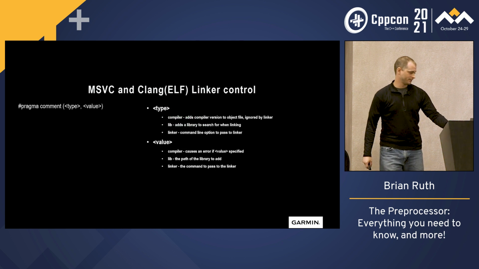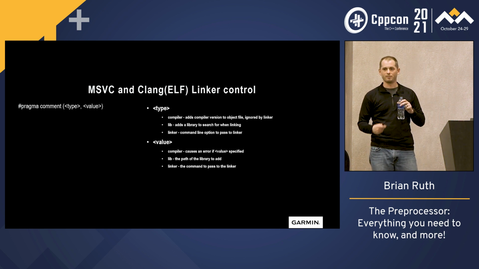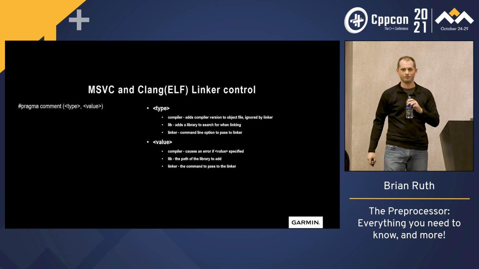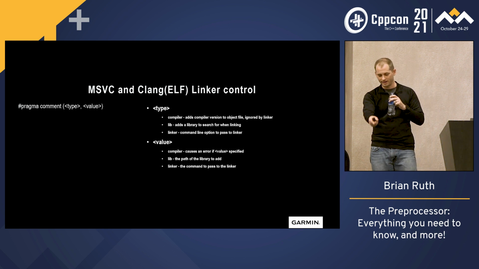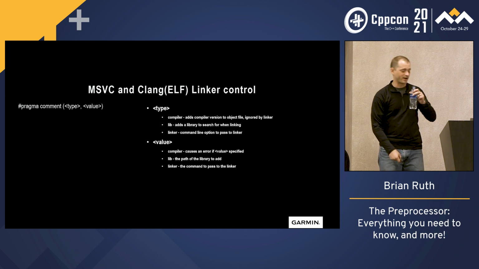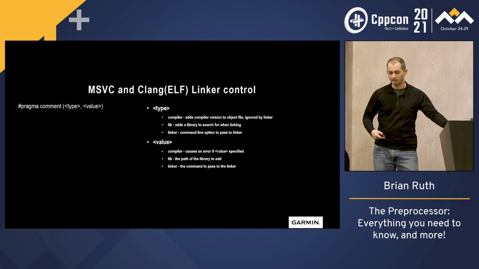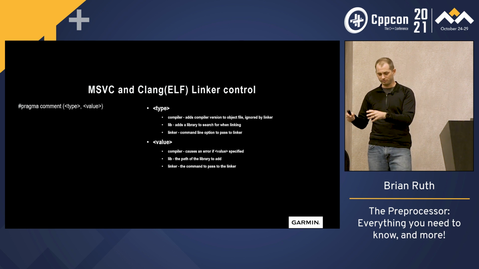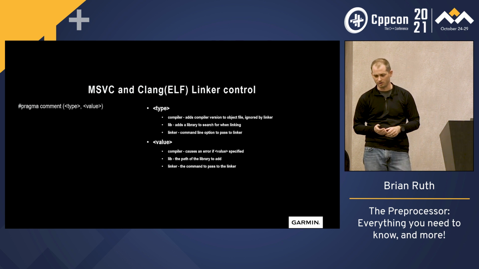Linker control. I was very surprised the first time I had to start debugging this. We're having some linker issues, and I was looking at the list of libraries that we were including in the MSVC, and I could not find any of these anywhere, and it turned out they were included via this Pragma comment. This allows you to manipulate the linker for MSVC, and if you're doing ELF linker control, or if you're doing ELF compilation, Clang allows this syntax as well.